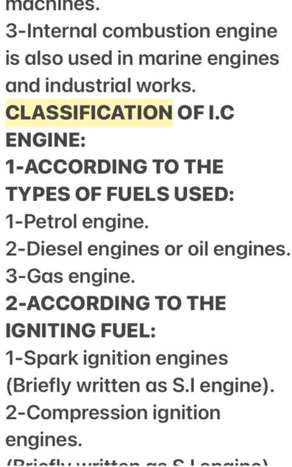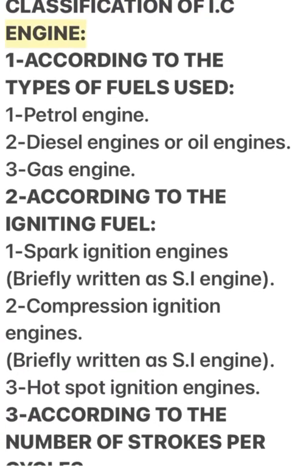Classification of IC engine. 1. According to the types of fuel used: 1. Petrol engine, 2. Diesel engines or oil engines, 3. Gas engine. 2. According to the igniting of fuel: 1. Spark ignition engines, briefly written as SI engine, 2. Compression ignition engines, briefly written as CI engine, 3. Hot spot ignition engines.